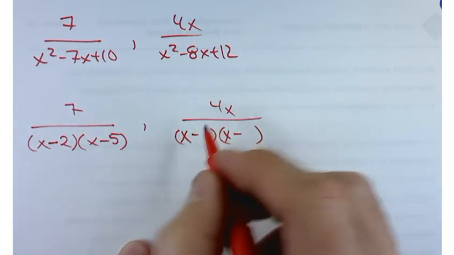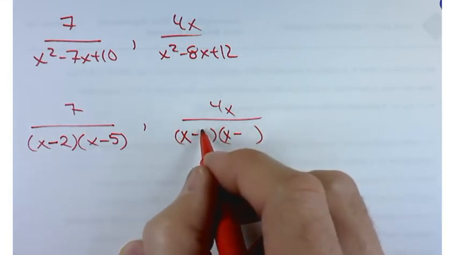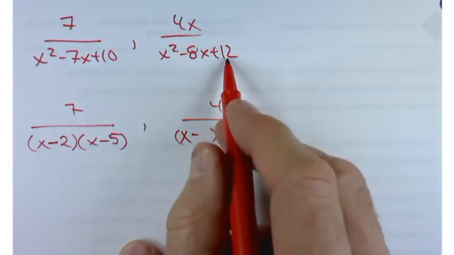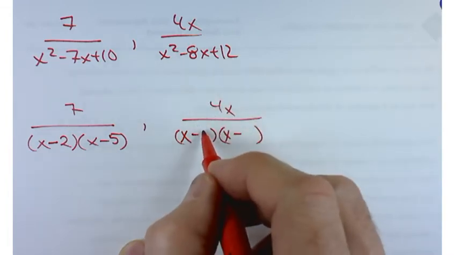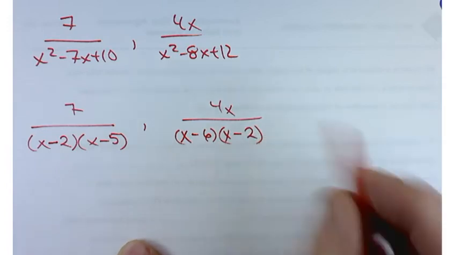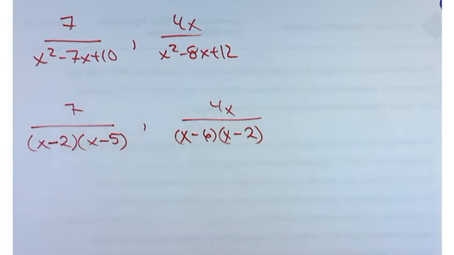Good. Both negative. Two numbers that multiply to 12 and add to 8. Good. 6 and 2. Yay. So now that we got them factored, that's cool.